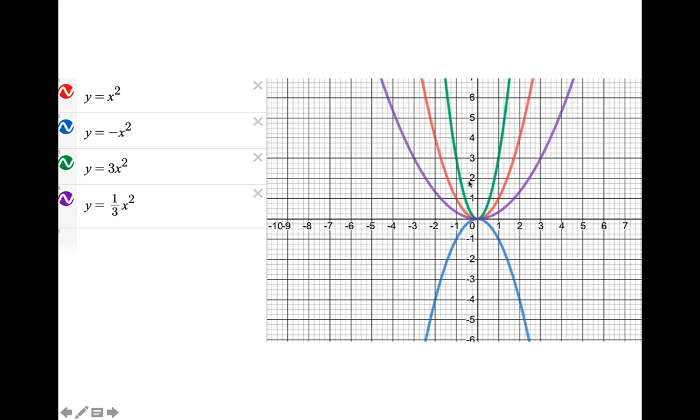By the way, the actual official name for this green one is to be vertically stretched. And for the purple one, it's to be vertically compressed. But you will study that more in pre-calc 12. So for now, you could say that when there's a number that's bigger than 1, like a 3 or a 4 or a 5, that it gets more narrow, and that when you use a fraction, it gets wider.